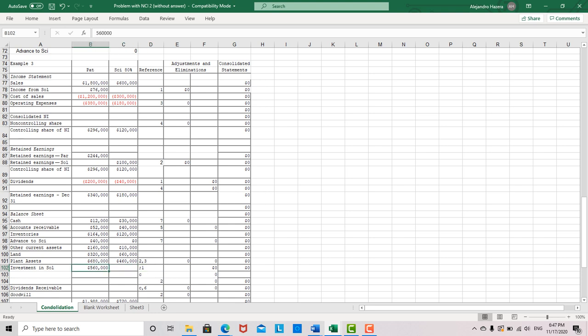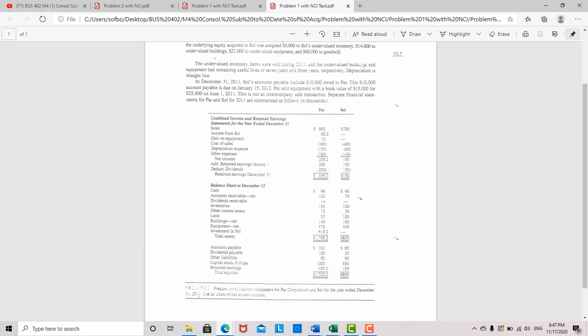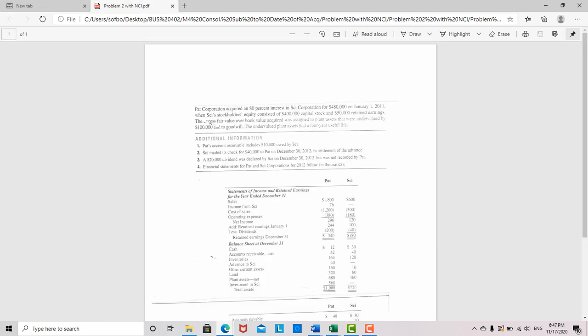So there's a $16,000 difference, and I wouldn't worry too much about it because it goes back to, and I'll start in the next video talking about this, the problem here, where it says that a $20,000 dividend was declared by Cy, but was not recorded by Pat. And they could put not recorded by Pat using the equity method. They forgot to make an equity method journal entry. And the amount off was $16,000, which is 80% of that $20,000. So that gives you a big hint there.